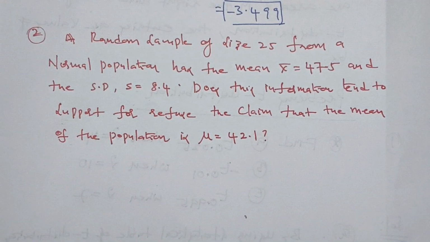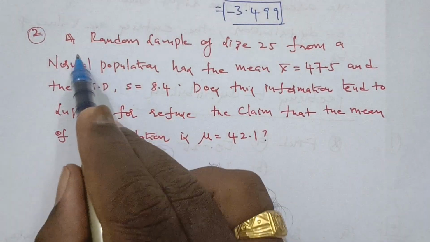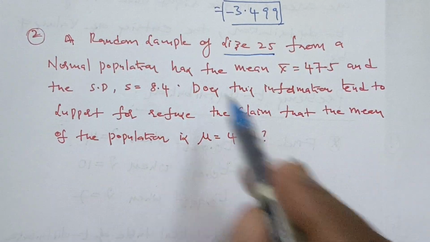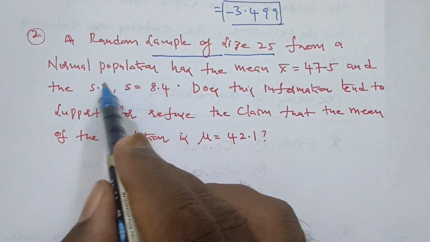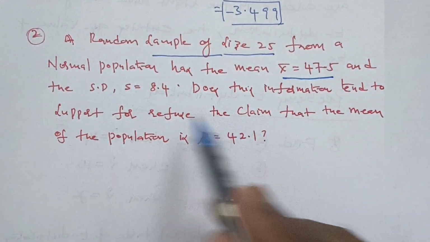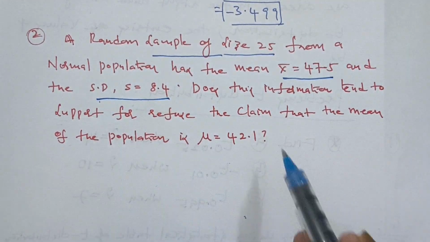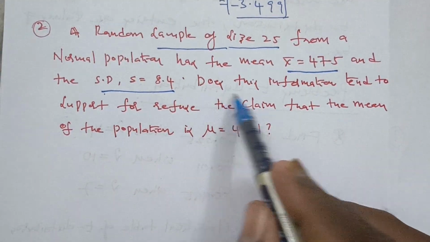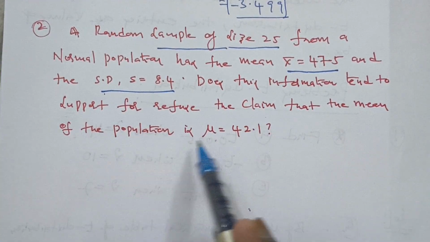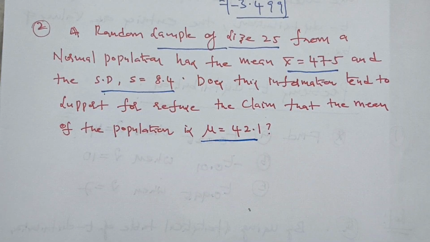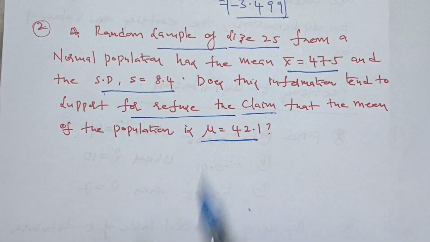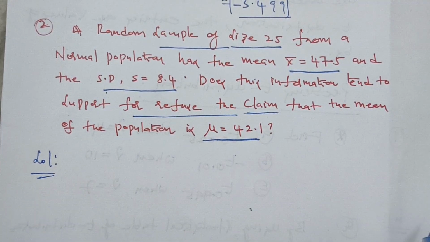Now the second problem is: a random sample of size 25 from a normal population has the mean x bar equals 47.5 and the standard deviation s equals 8.4. Does this information tend to support or refuse the claim that the mean of the population is mu equals 42.1? This is the claim. So support or refuse the claim.